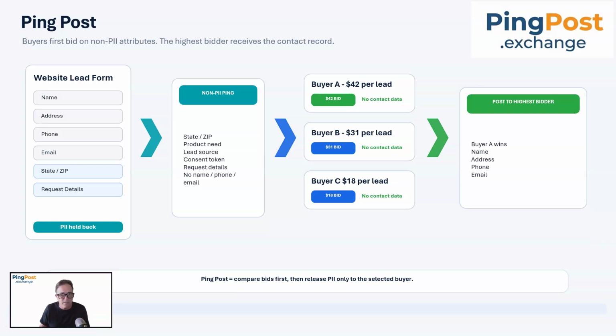Well, the nice thing about Ping Post is that you're going to sell the lead to the highest bidder. And so on the ping, you collect the bids. Now we've collected all these bids. Buyer A is going to win because they're the highest bidder. So after the ping, we collected the prices, then we're going to post the full record of that data only to buyer A, thus protecting the data, staying compliant, and making that customer happy too, because we don't want that customer receiving more than one phone call from the one buyer who actually purchased the lead. We definitely want that buyer to have a good experience. They came to your site, they filled out the form, they got one phone call, it was on point, and it was a great experience.